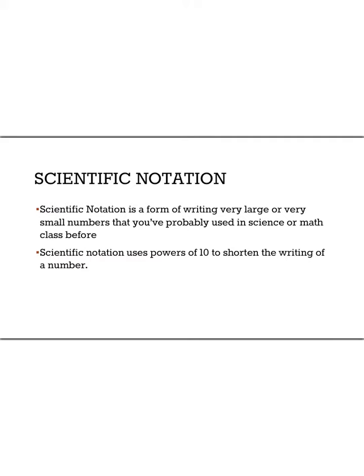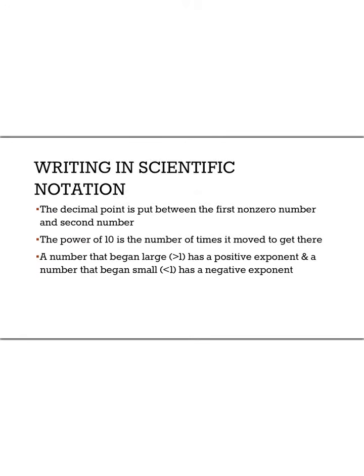Scientific notation is a form of writing very large or very small numbers that you've probably used before in science or in math. It uses powers of 10 to shorten the writing of a number. When you're writing in scientific notation, the decimal point is put between the first non-zero number and the second number, and the power of 10 is the number of times it moved to get there. How many are powers of 10? A number that began large, greater than 1, has a positive exponent, and a number that began small, less than 1, has a negative exponent.